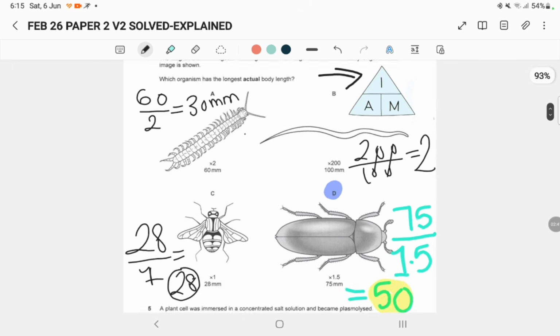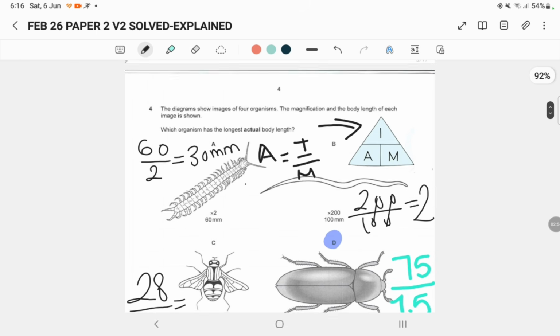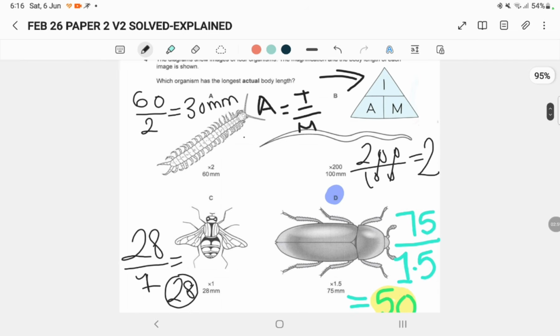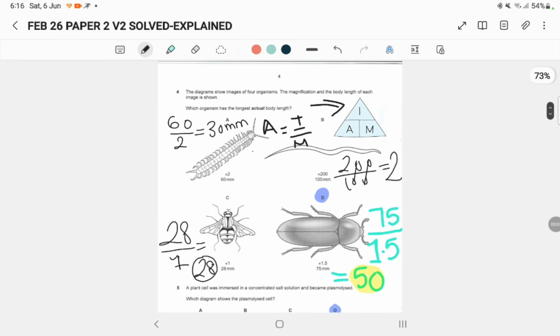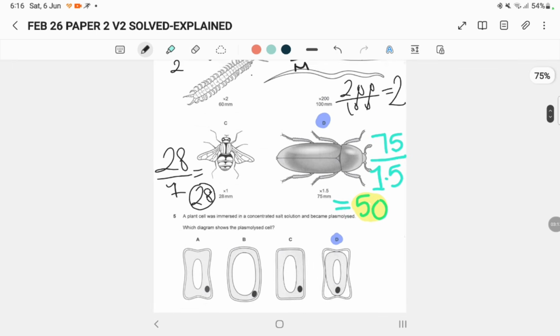I have calculated it for you and shown you the way to calculate it. A equals I, the image length, divided by magnification. So you have 60 divided by 2 is 30 millimeters, 28 divided by 1 is 28, 75 divided by 1.5 is 50, and 200 divided by 100 is 2. So the longest actual body length is letter D, which is 50 millimeters.